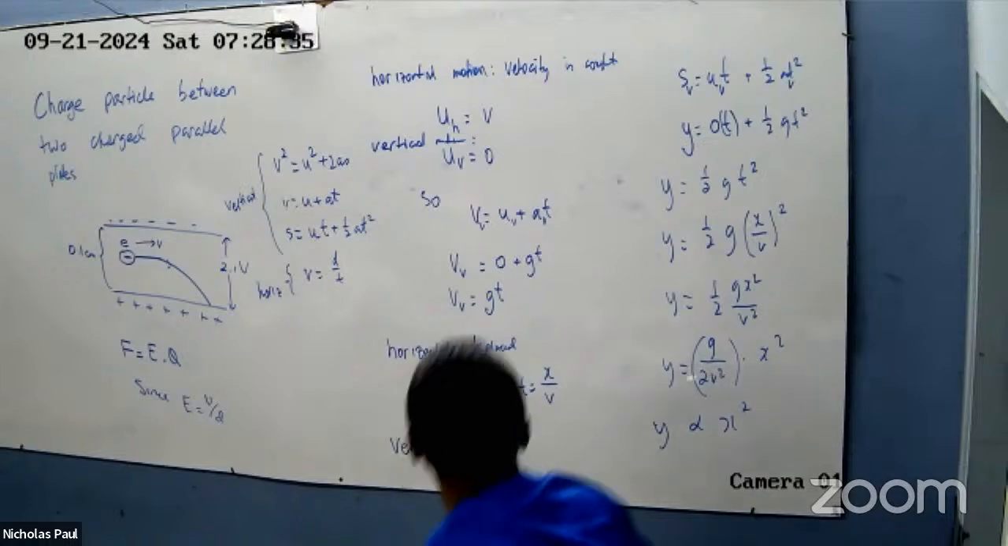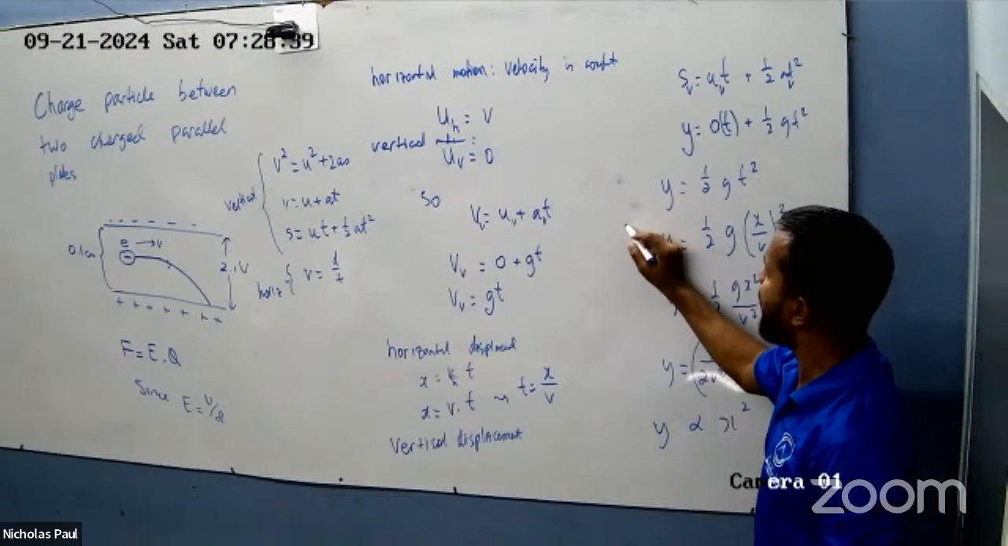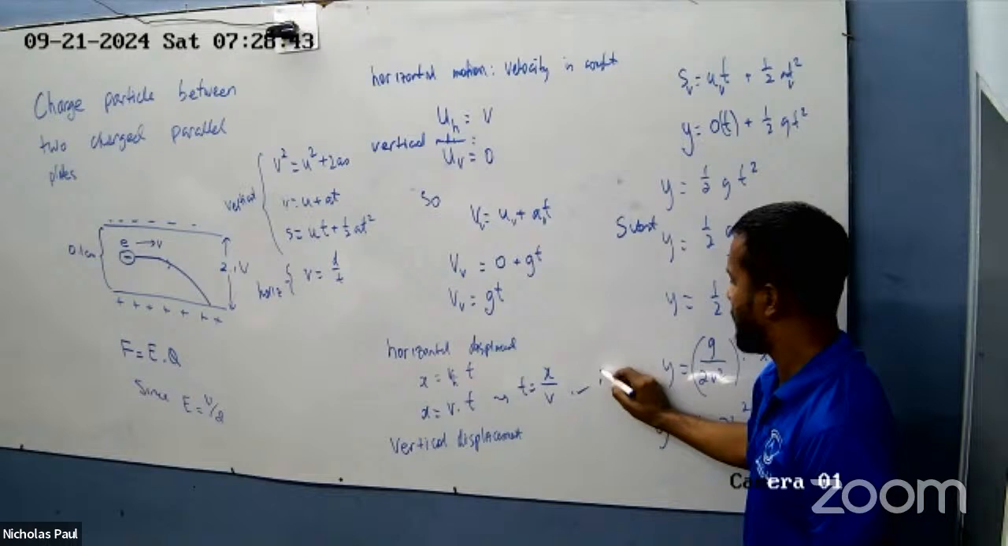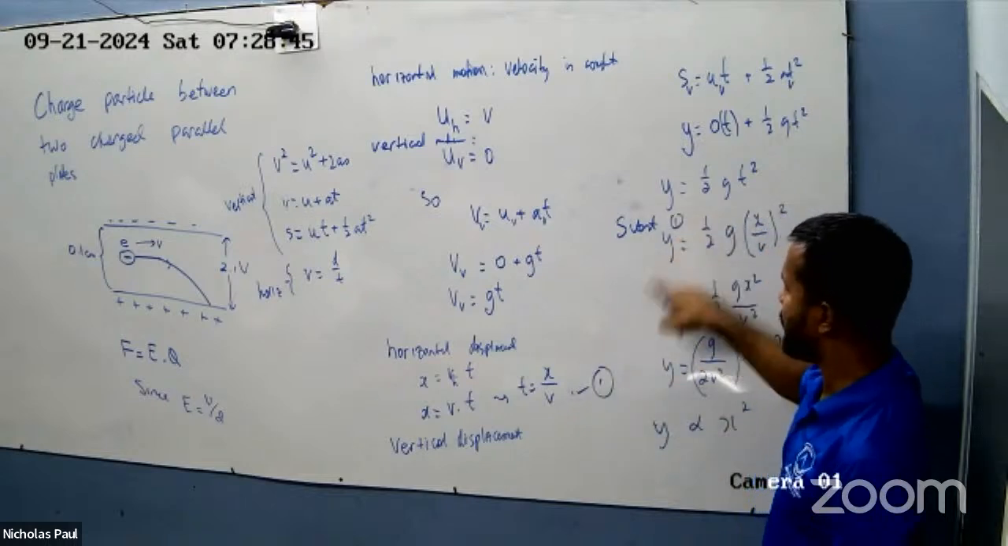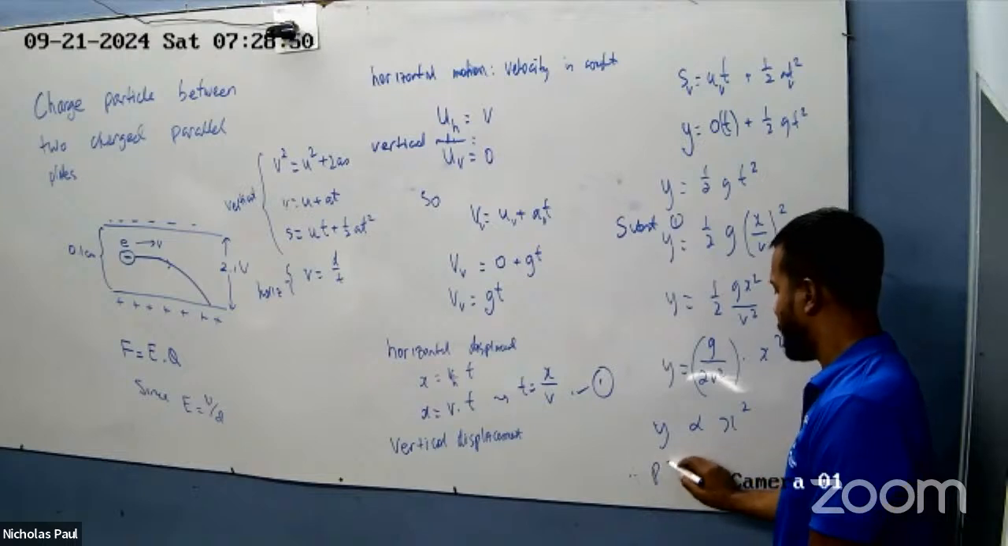Vertical displacement is up until here. And here's where I substitute. I substitute to show it is parabolic. Constant, you know.